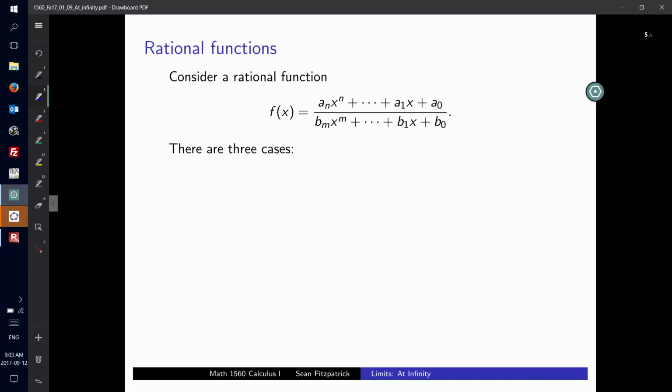The first case is when m is bigger than n. What you can do in that case is take everything that we see and divide. And by the way, you don't have to go through these steps every time. Once you understand what the three cases are, as soon as you analyze it, you can tell me what the answer is. But if m is bigger than n, what we do is we divide everything by x to the m. So we do that top and bottom.